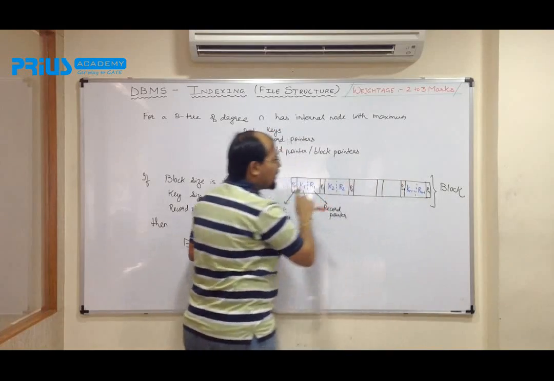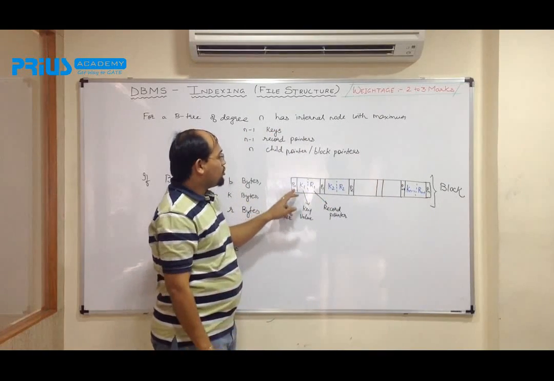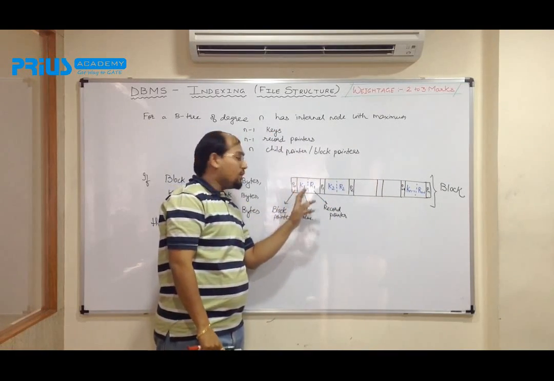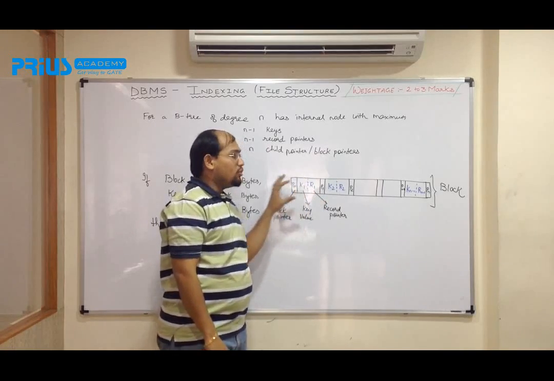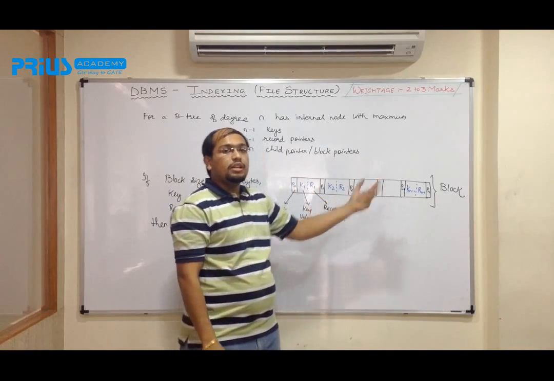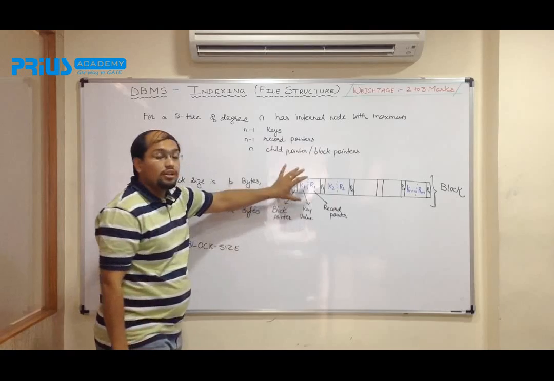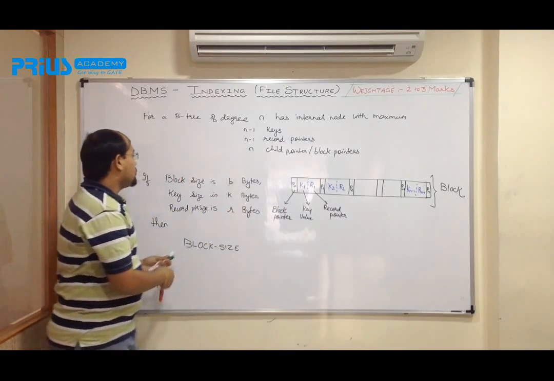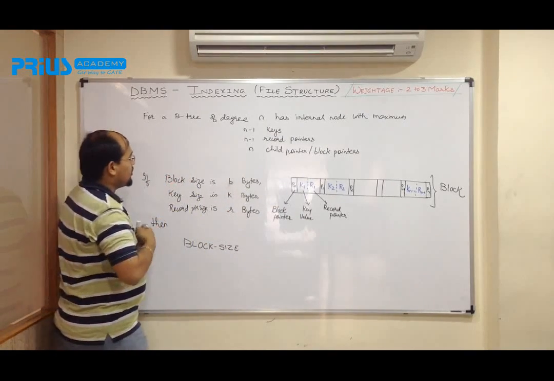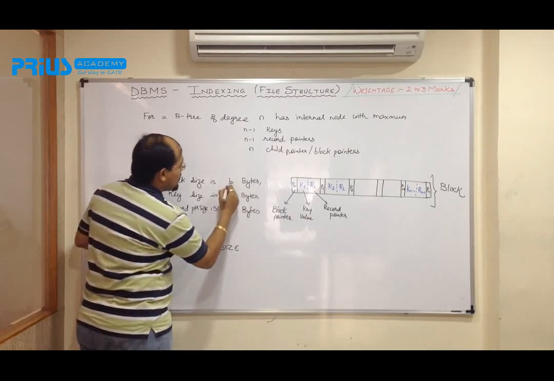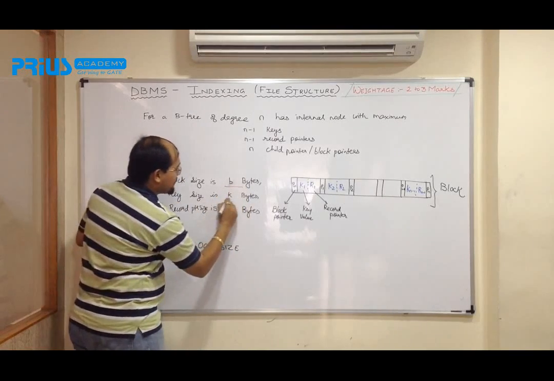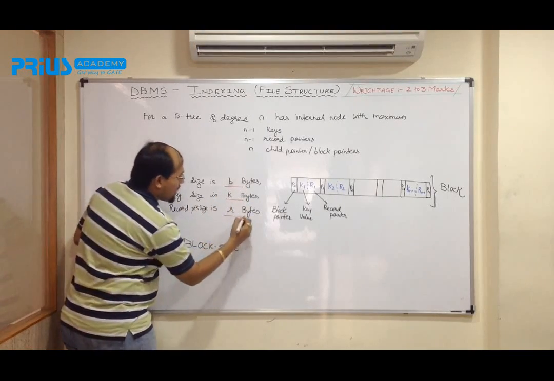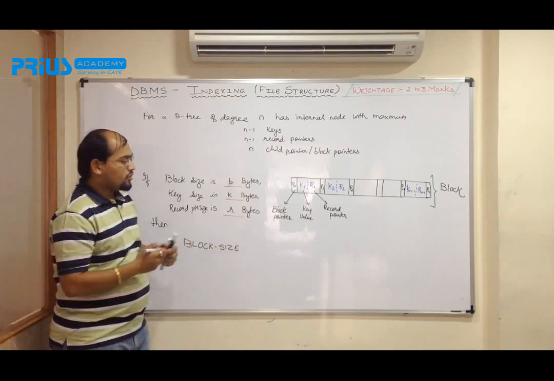Now suppose you know the size of P0, the size of k1, and the size of R, and you want to find the degree of a particular node. Then I can use this: given that block size is B bytes, key size is k bytes, and record pointer is R bytes, what is the total block size?